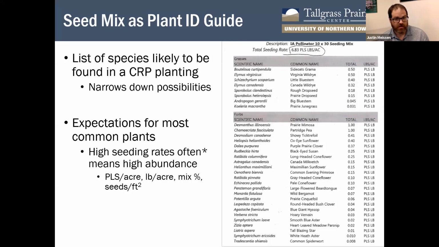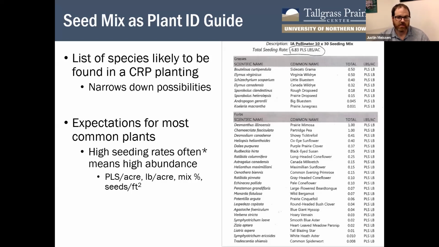So we can look at the seeding rate to know how much of each species was planted, and based on that, we would expect plants with high seeding rates to be quite common, plants with low seeding rates to be more rare. Now, this relationship between high seeding rate and high abundance is not always great, since different plants have different size seeds and establishment rates. But again, the general principle can be useful.